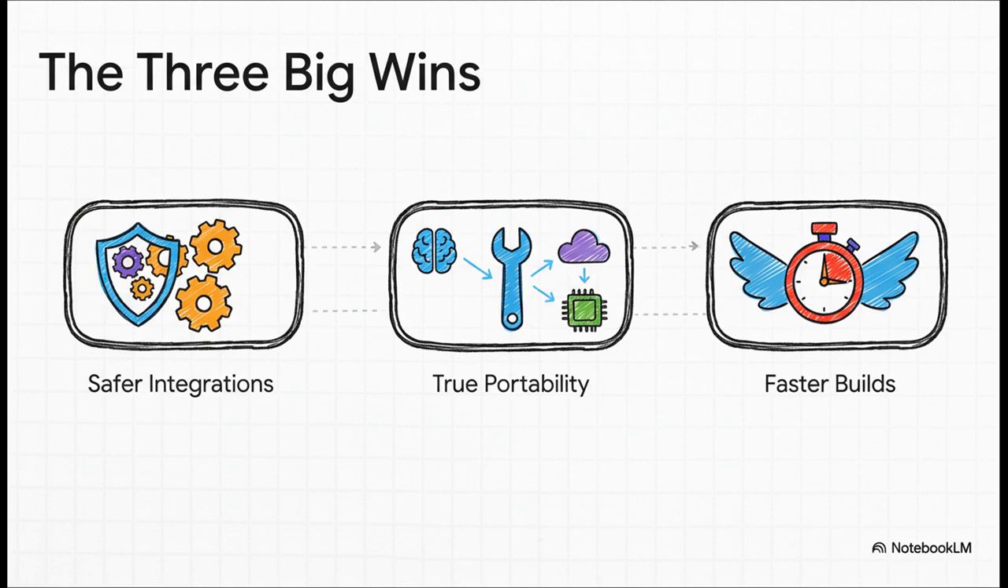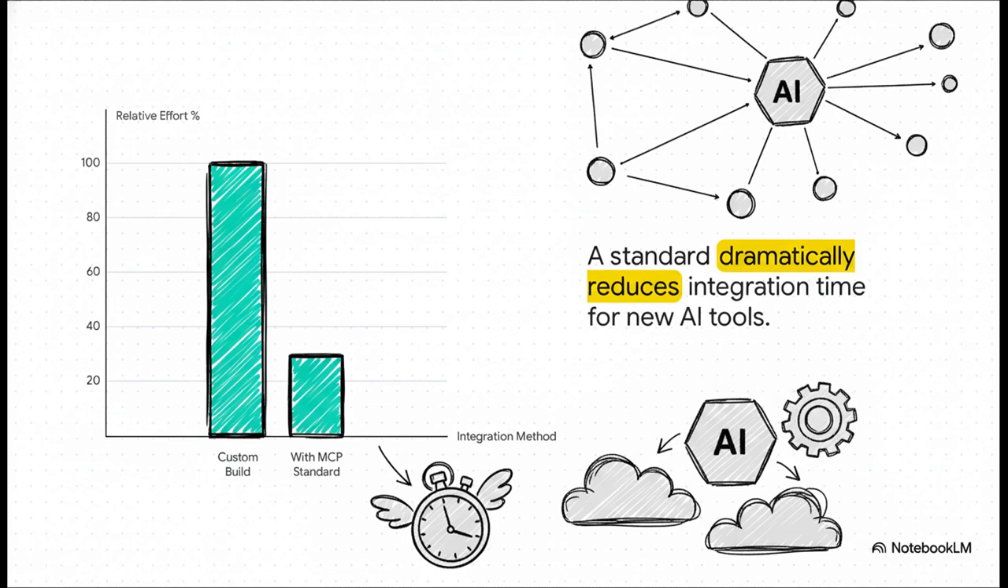Second, you get true portability. You build your tool once with a standard spec, and then you can plug it into OpenAI, Anthropic, Google, whatever comes next, without rewriting a single line of integration code. And finally, you can build faster. You get to stop wasting all that time on custom plumbing and actually focus your energy on the unique value your tool provides. And this chart just drives that last point home. The time and effort you need to integrate a new tool just plummets when you're using a standard. You're not starting from zero every time. Instead, you're leveraging this robust, pre-built foundation, and it cuts down your development time dramatically. This isn't just a small improvement, it's a fundamental change in your workflow.